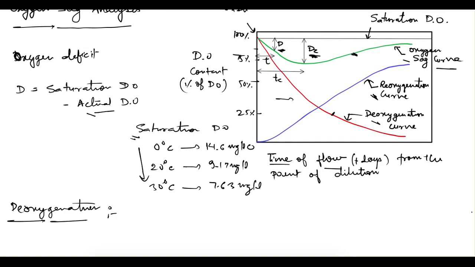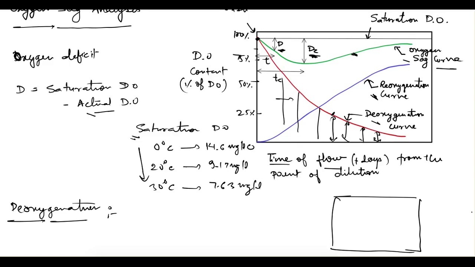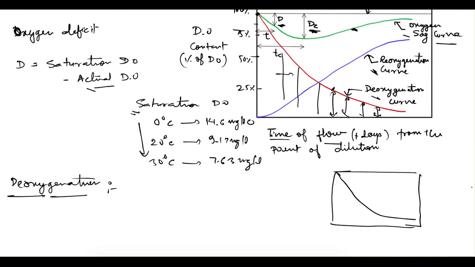If you see this red curve, this is your deoxygenation curve. Initially we can say the oxygen was at saturation level, and as time is passing, it is coming down. The ordinate below the deoxygenation curve tells you the remaining oxygen. As the organic matter is getting stabilized, the oxygen content in the stream is becoming low. This deoxygenation curve, we also saw in the case of BOD analysis. There we use the same curve, and the equation we used there, we can use here as well.